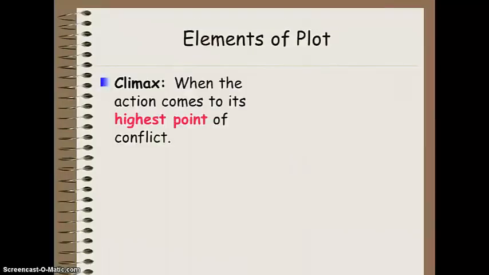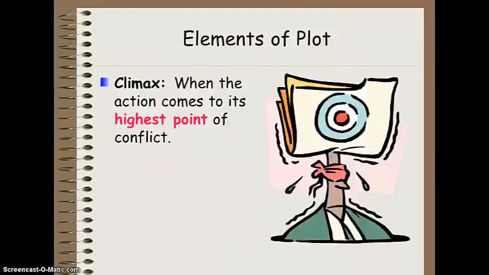The climax is when the action comes to its highest point of conflict. So everything is kind of built to this one big point, and everything is very tense, and you're not exactly sure what's going to happen next. That's the climax. That's the climax when things right afterwards then will become resolved.